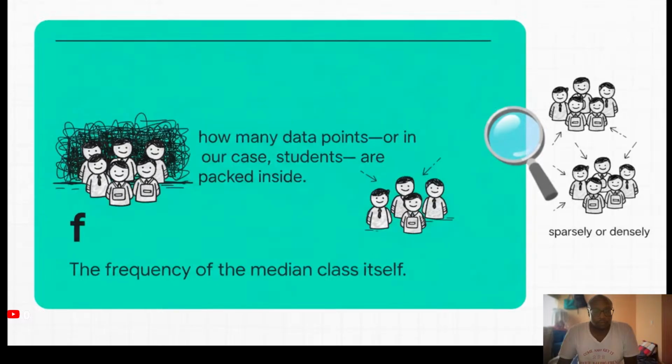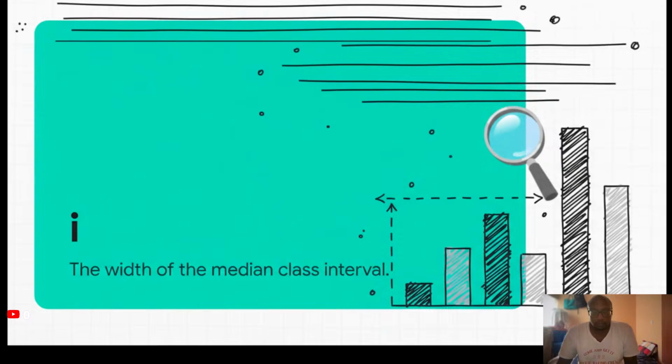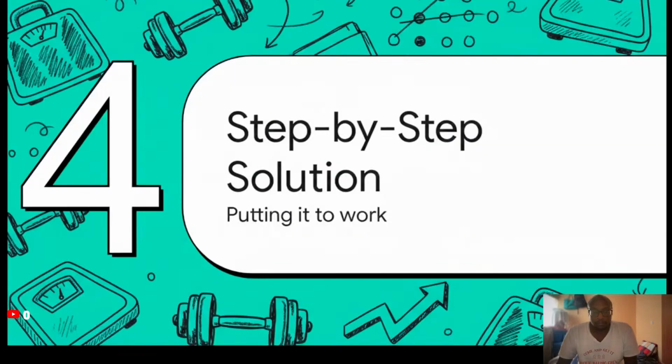Okay, next we have f. This is the frequency of the median class itself. It tells us exactly how many students are packed inside our target group. You can think of it as the size of the crowd we have to navigate through to find our middle person. And last but not least, we have i. This is just the width of the class interval. Or, put more simply, how wide is that group? You know, what's the range? And that's it. That's our recipe. We have all the ingredients. All right, theory's over. It's time to put this recipe to the test and find the exact median weight for those 40 students.